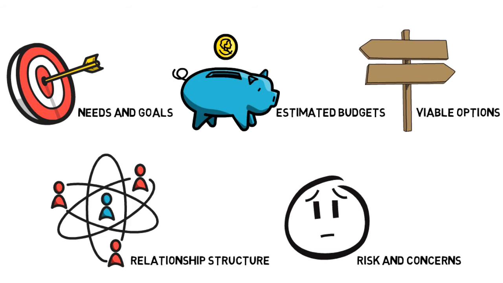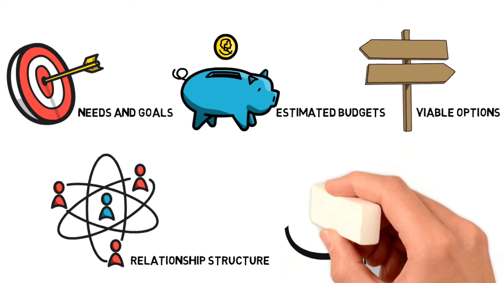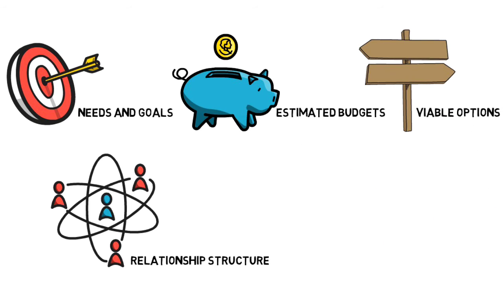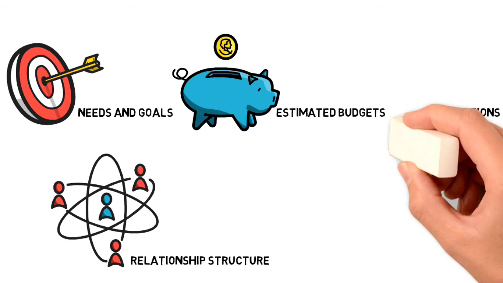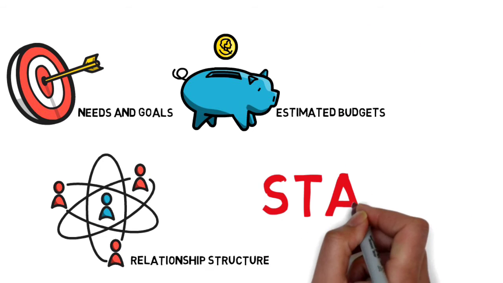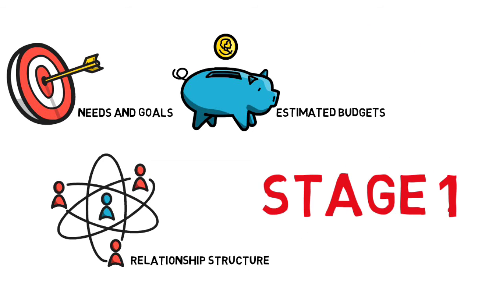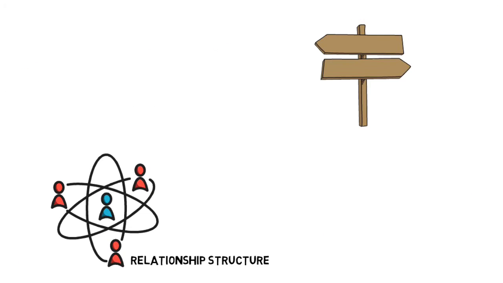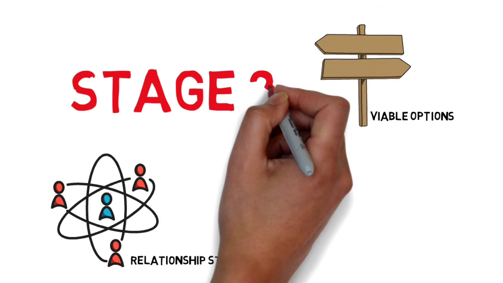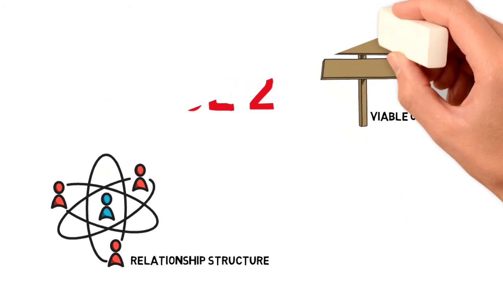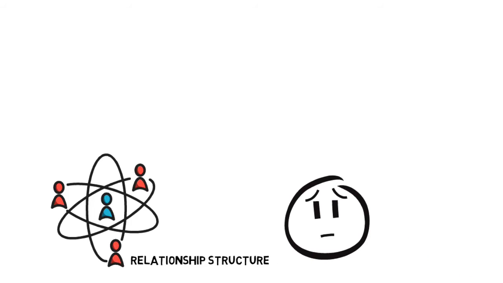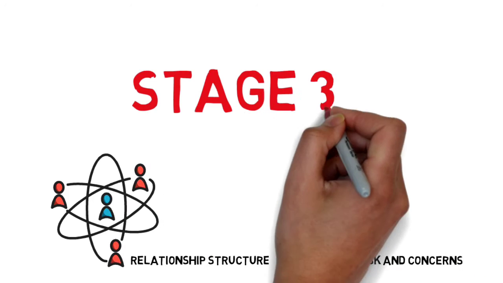You may want to focus on 2 to 3 of the above types of questions for each of your customer meetings. If you're in stage 1 of your customer's buying cycle, the questions could focus on needs, budgets, and perhaps a little bit on relationships. If you're in stage 2, the focus is likely more on options and relationships. In stage 3, it will be about relationships and concerns.